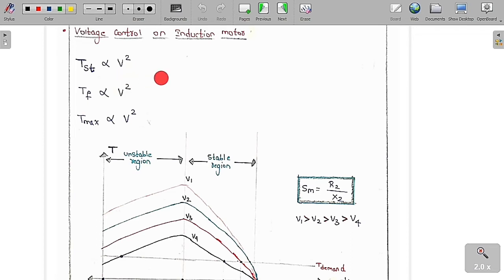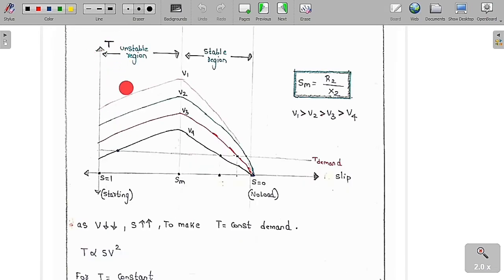Because T is equal to 3 into 60 by 2 pi Ns into I2 S into E2 square R2 by R2 square plus SX2 whole square. So we can say as the supply voltage increases, the EMF induced in the rotor also increases. So it is directly proportional to the square of the voltage. So starting torque is directly proportional to the square of the supply voltage. Full load torque is also directly proportional to the square of the supply voltage. And the maximum torque is also directly proportional to the square of the supply voltage.